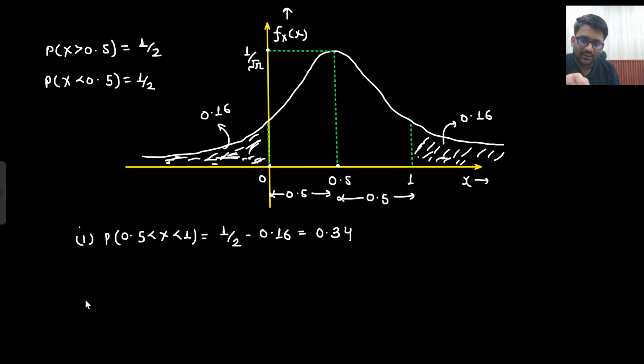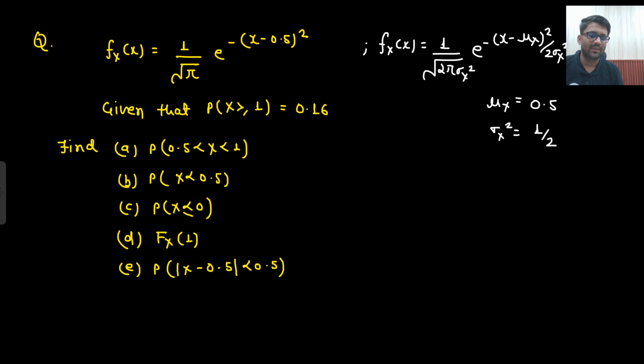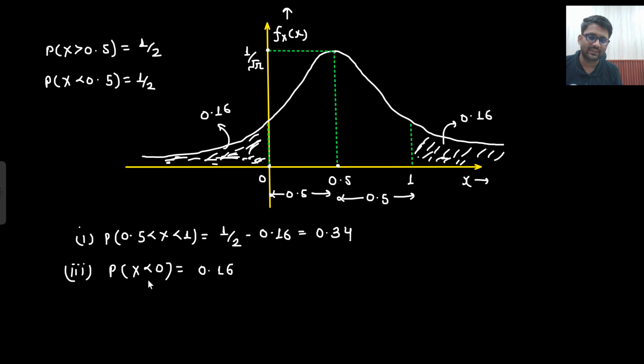yes. In the third question, they are asking, what is the probability such that x is less than 0? So what that would be? That would be 0.16 only. Are you able to understand this point? Because graph is symmetric about mean. So going 0.5 ahead, this probability, going 0.5 backward, this probability both will be same. So x less than 0 will be 0.16. Probability of x less than equals to 0 will be 0.16.